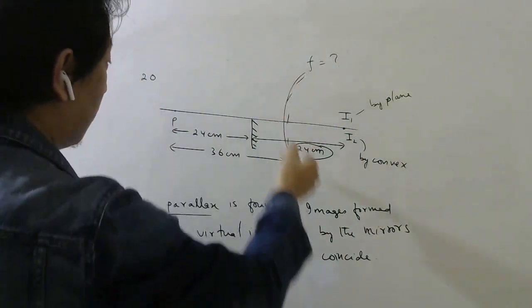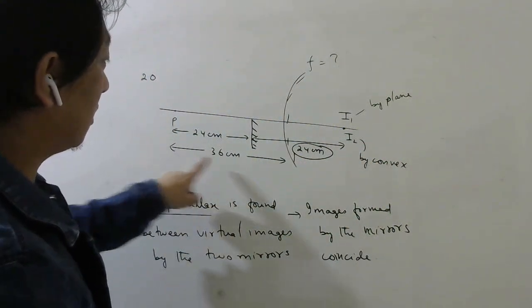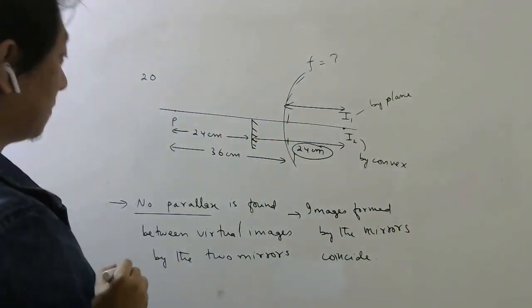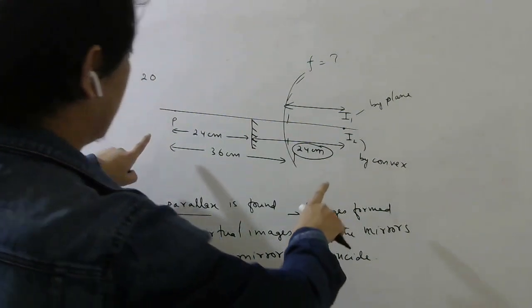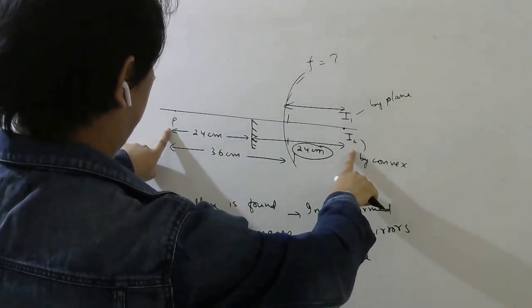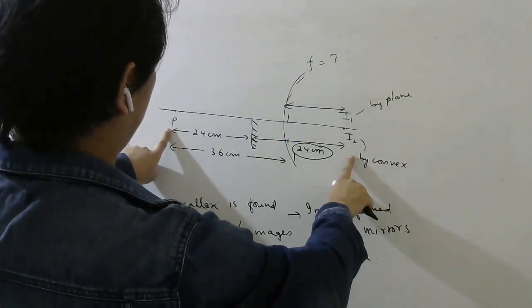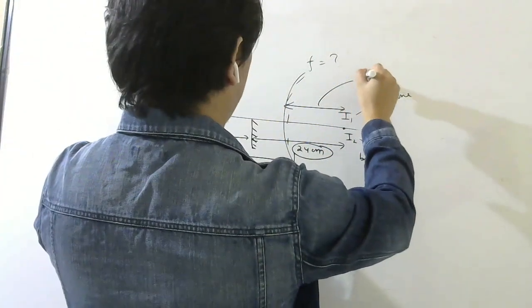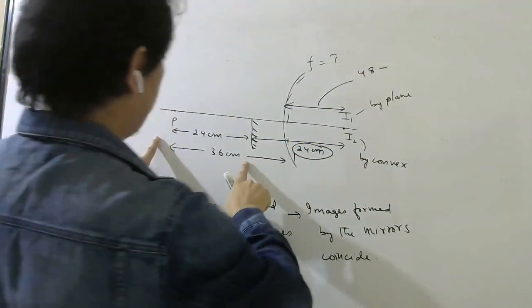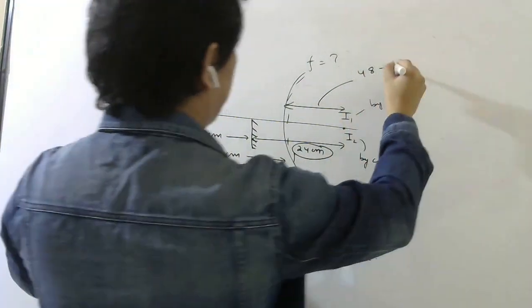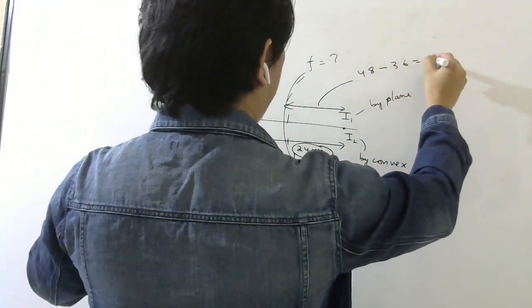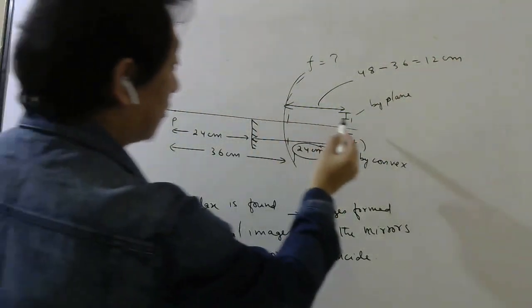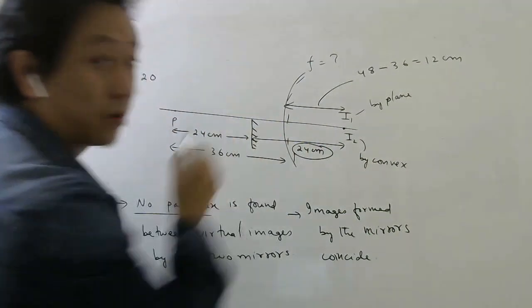So for convex, we know the object distance is 36, and the image distance will be how much? This much will be the image distance. Now how much will that be? Now look here, this is 48, right? 24 plus 24, 48. This is 36. So 48 minus 36 will be 12 centimeter. Right, so we have found the distance of the image from the convex mirror.